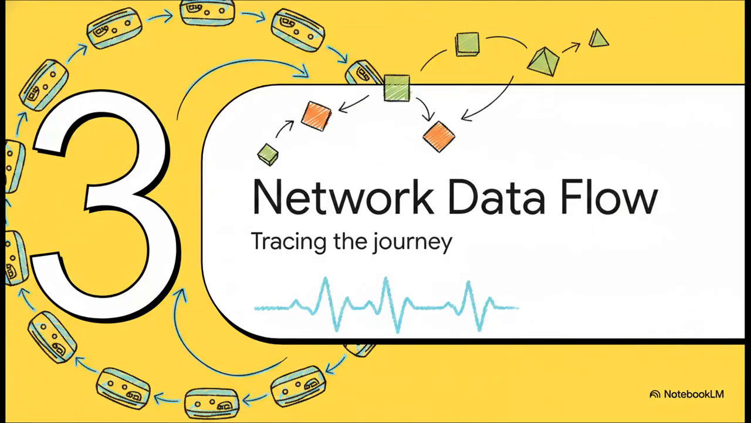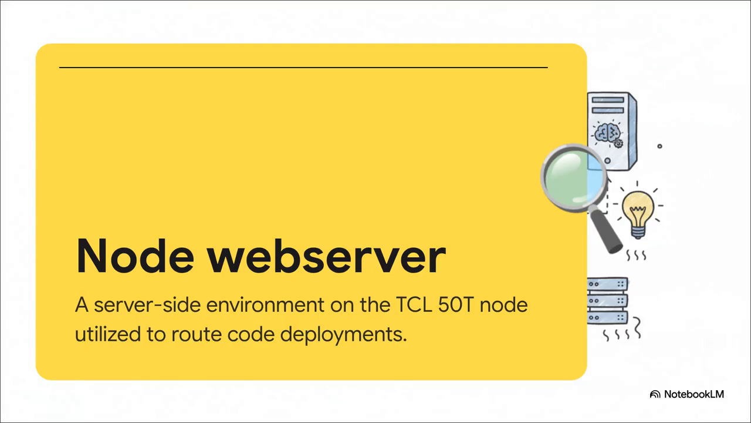Section 3. Network Data Flow Architecture. Now that we know the hardware, let's actually trace the exact communication protocols and the data journey between these distinct nodes. First up, we really need to understand the role of the TCL 50T. This device operates as a node web server. In this specific architecture, it acts as our absolutely critical middleware. It receives JavaScript code deployments directly from the primary Dell node's VS Code environment. Basically, it's acting like a traffic cop, routing commands between the primary interface and the processing nodes.